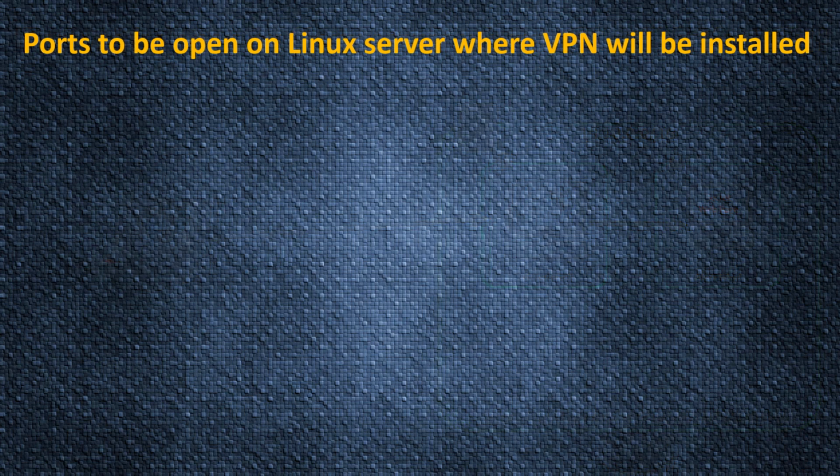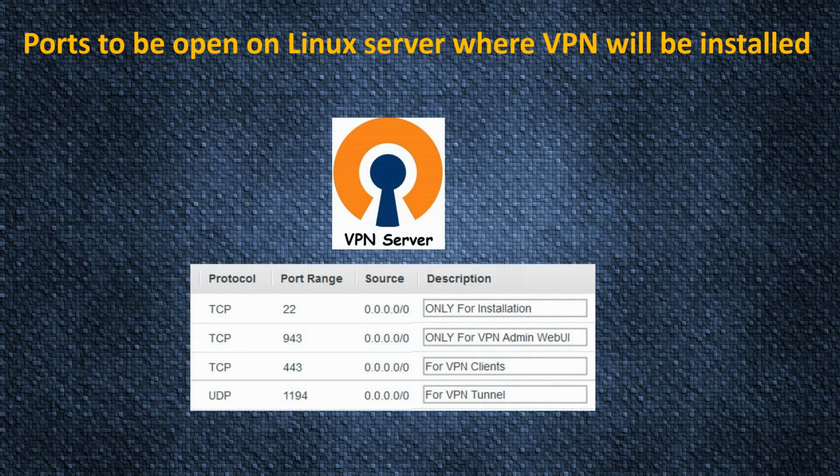And very important things: the ports which need to be opened on the Linux server where we're going to install our VPN server. It's port 22, just to get into the server and install the VPN, basically, that's all. After installation, we can just shut down this port, like close it, and that's all. No one needs to log in to this server ever. Port 943 needs to be opened for the admin web UI, which we'll need.